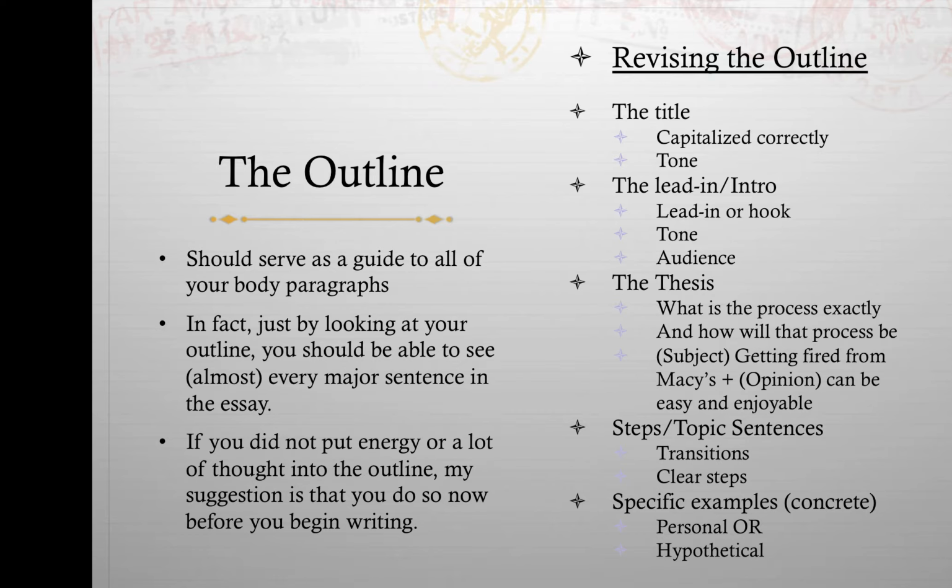The third thing I want you to look at when it comes to your outline is the thesis. The thesis should be one sentence. It should be a statement, not a question. And the thesis should tell us exactly what this process is. So if you're giving me a guide on how to achieve the American dream, the thesis should actually say that explicitly in there. It should also have an opinion built in there, right?